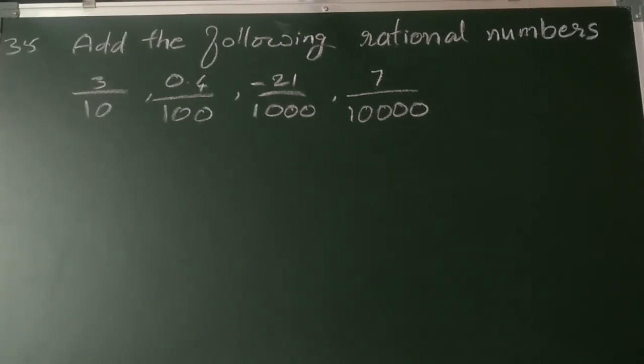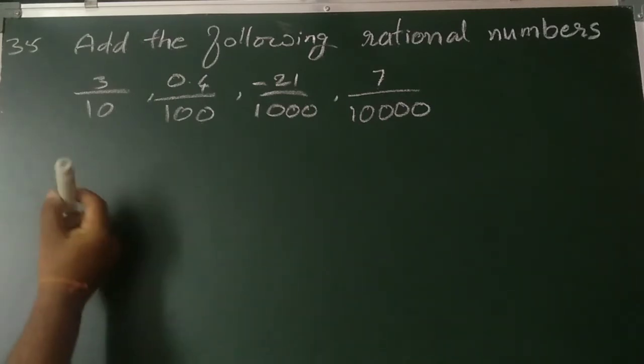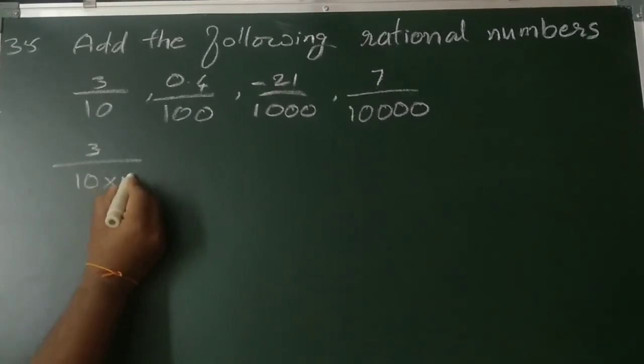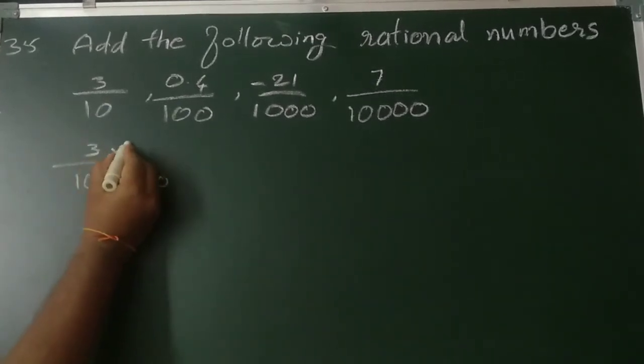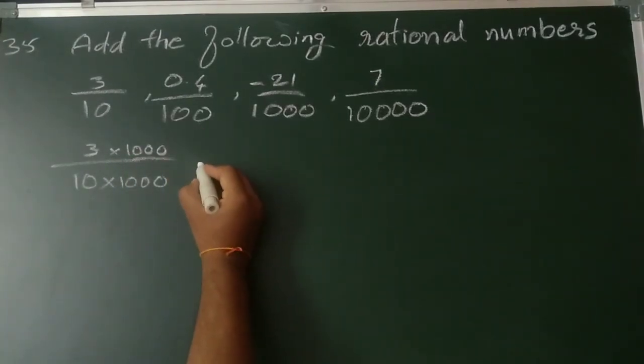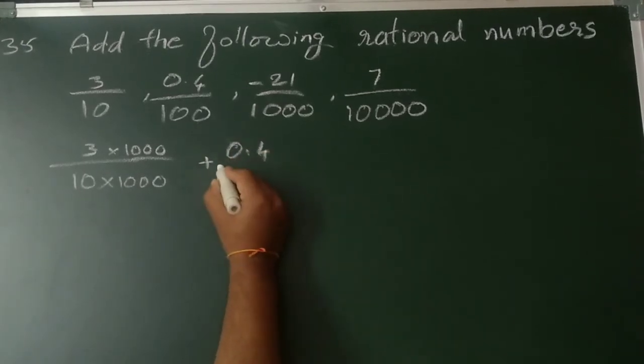For that case, first I want to make the denominators equal. Down there we have 10, 100, 1000 and 10,000. So 10,000 is the biggest one, and I want to make all of them 10,000. For that, see here, 3 by 10 is there. I am multiplying by 1000. The next one is plus 0.4.